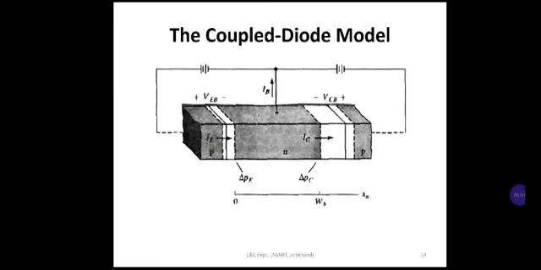Hello everyone. In the previous class we discussed BJT fabrication. So in today's class we shall discuss the coupled diode model. A coupled diode model is also referred to as the Ebers-Moll equation.